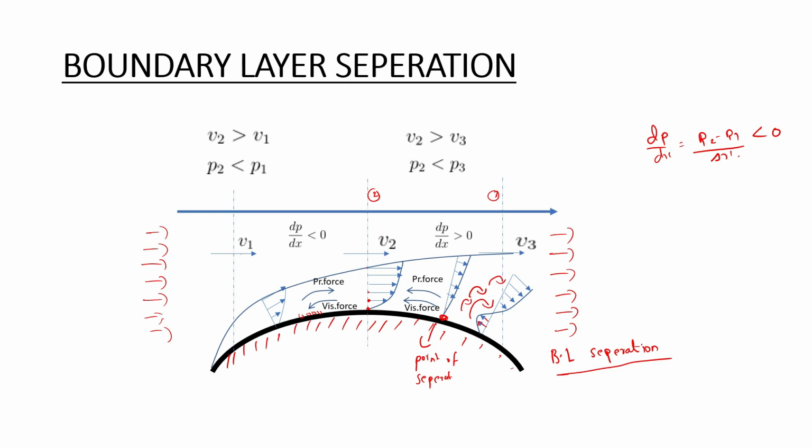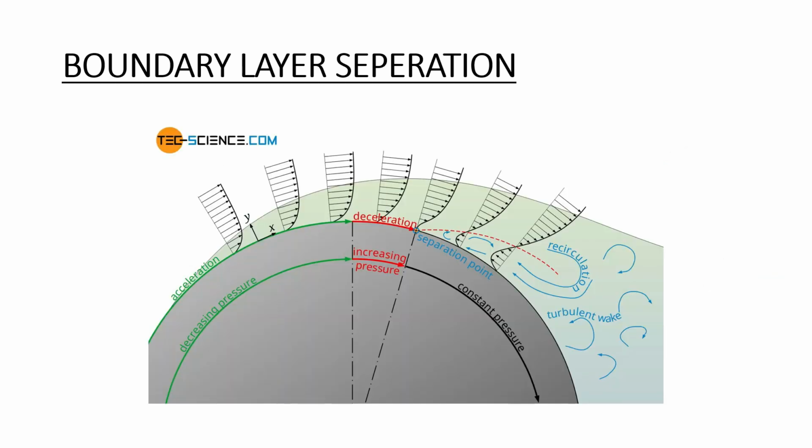This is called the boundary layer separation, and this point is the point of separation. At this point du/dy is equal to 0. This is the point of separation. So now you can see this in detail. It clearly shows how the pressure is changing. This is decreasing pressure towards this side, and here you can see that the pressure increases.